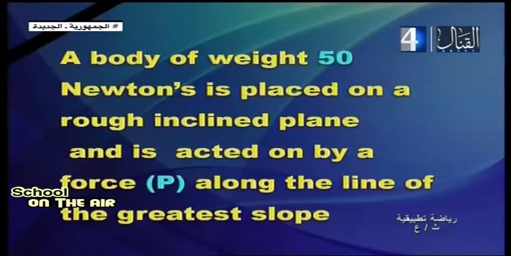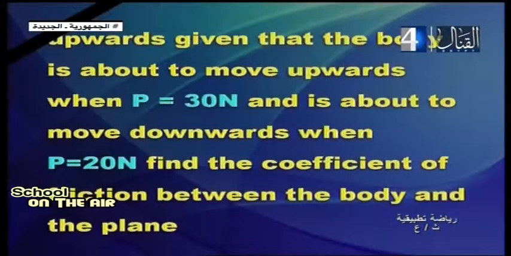Another example. A body of weight 50 newtons is placed on a rough inclined plane and a force P acts on the body along the line of greatest slope upwards, given that the body is about to move upwards when P equals 30 Newton and is about to move down when P equals 20 Newton. Find the coefficient of friction between the body and the plane.